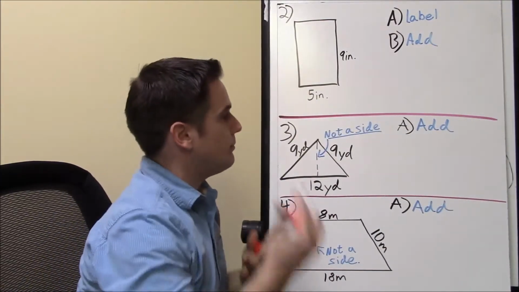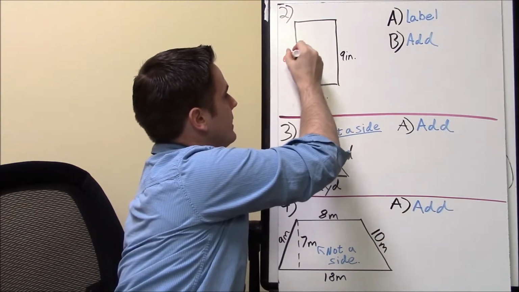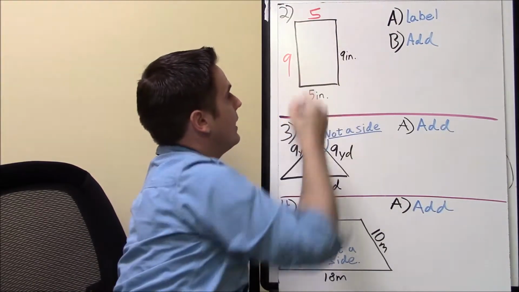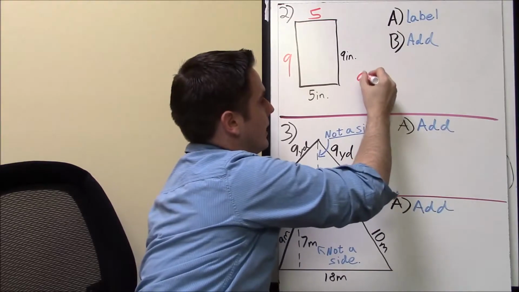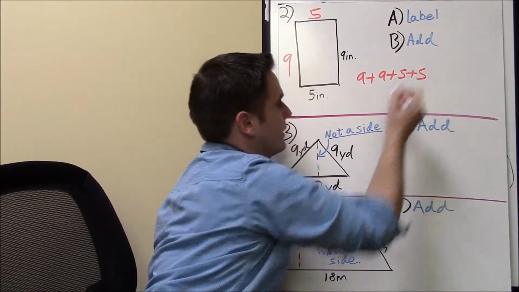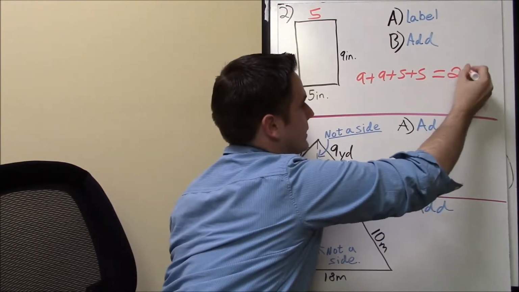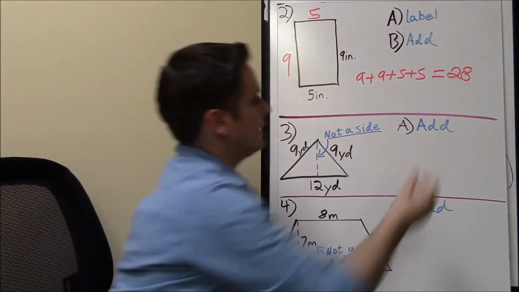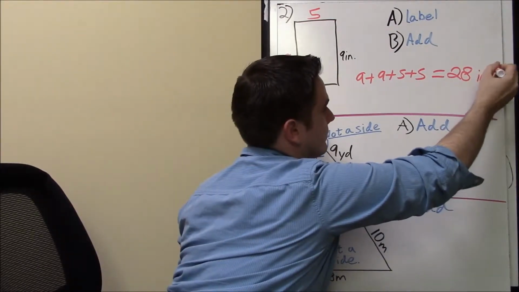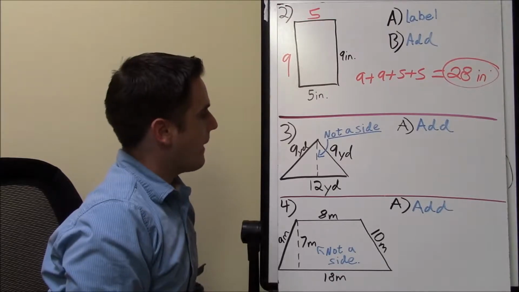Number 2, label and add. So opposite sides, and add. So 9 plus 9 plus 5 plus 5, going to equal 28, and inches, and that's it, 28 inches long.